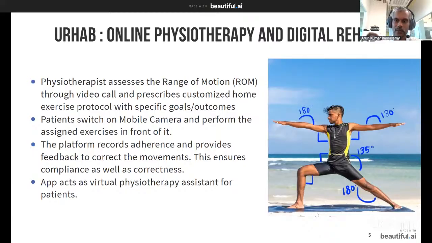It acts as a virtual physiotherapy assistant, right? It's real time, where the physiotherapist need not be on the other side looking at the patient live, right? This is like an independent virtual assistant that can ensure that the patients are adhering to these home exercise protocols, and they're able to recover, where we track this recovery over a period of time, right? So this is the solution that we are building.